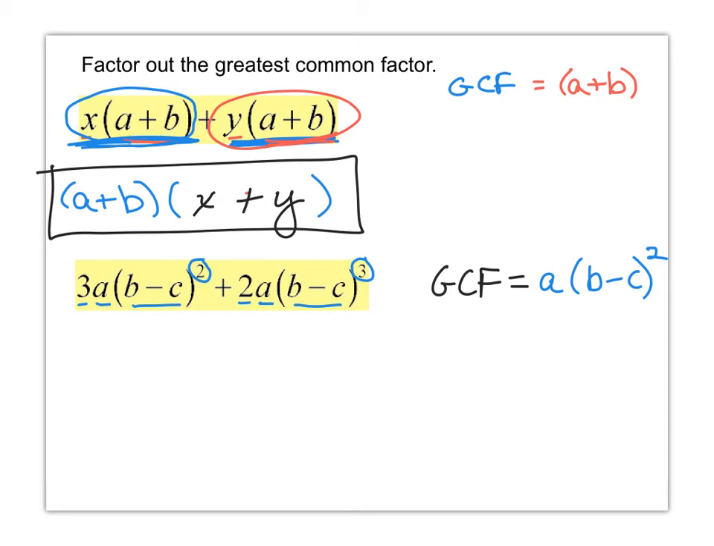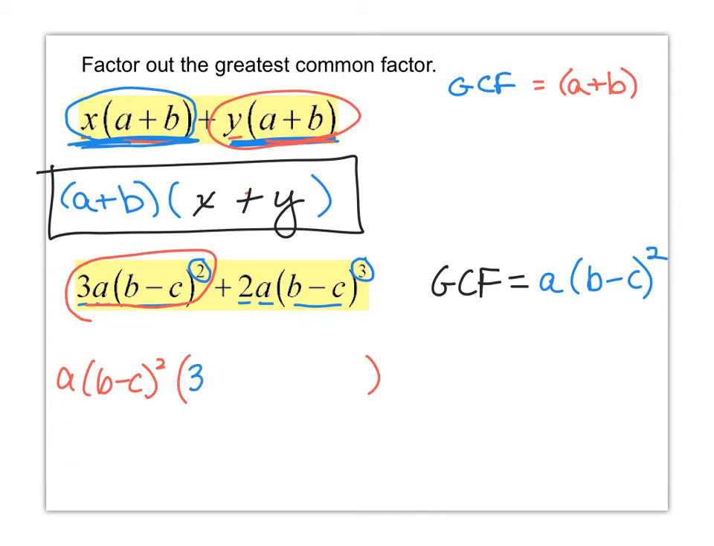the second power. Now we can factor that common factor of a times b minus c squared out of both of those terms. Now, if we factor out of the first term here, the a's will divide out, and we'll have 3.